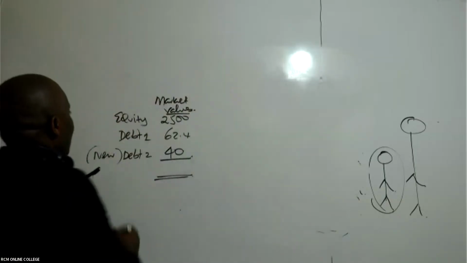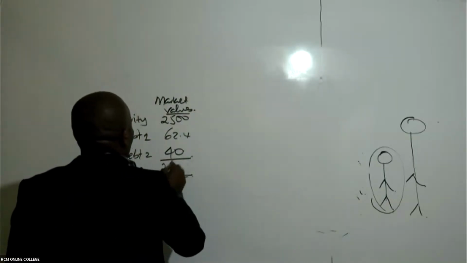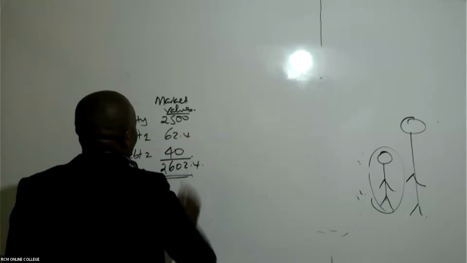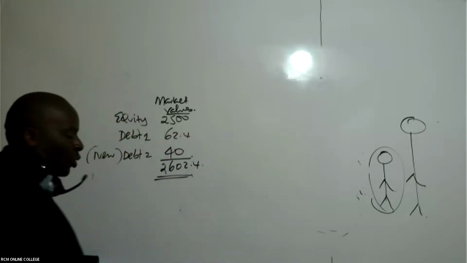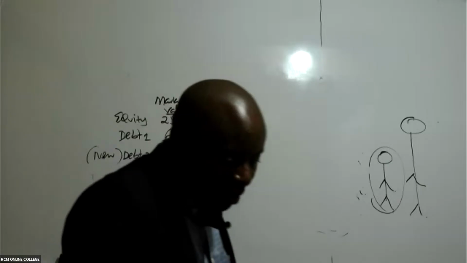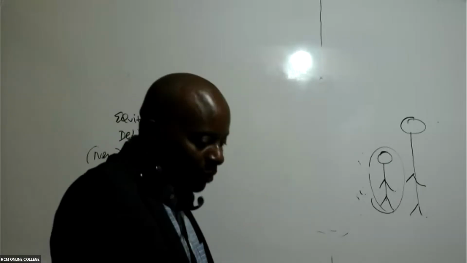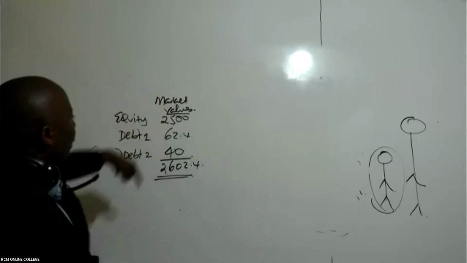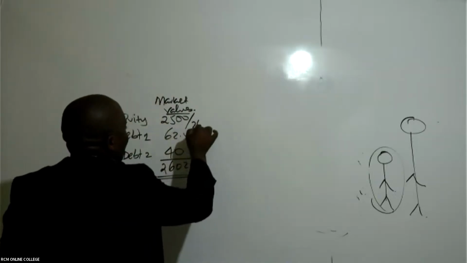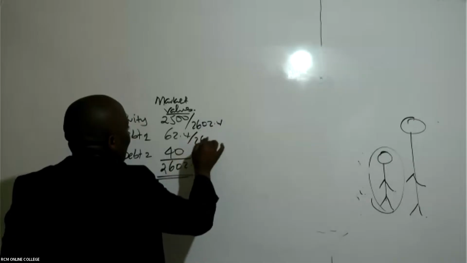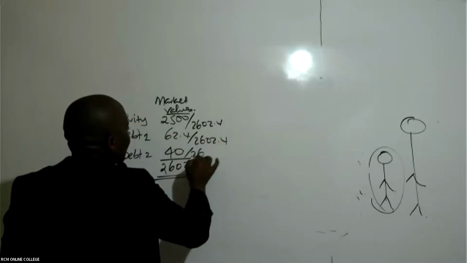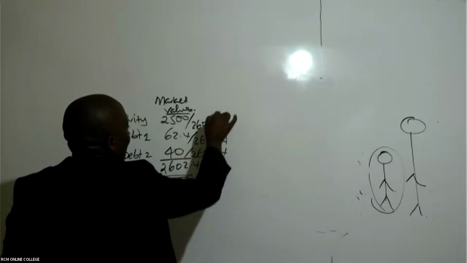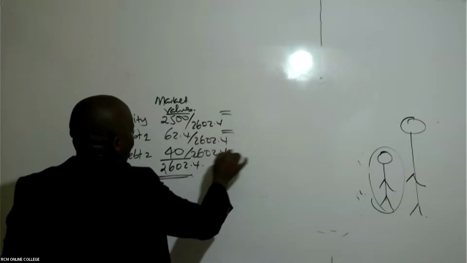2602.4. Hope everybody would call this figure 2602.4. So please then go ahead and convert this to weights. So divide this by 2602.4. So is there someone who can give me these weights in 4 decimal places?